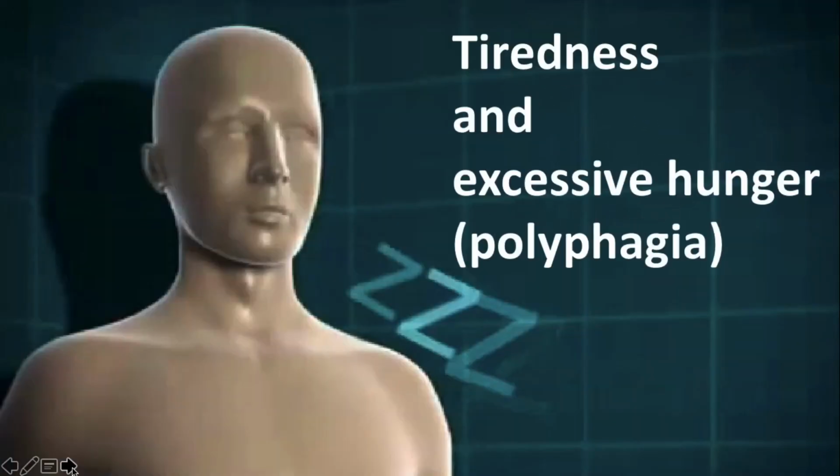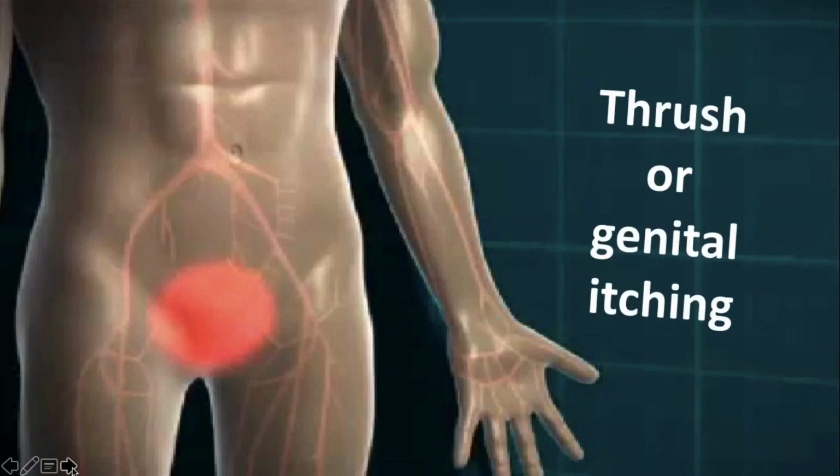Another one, the patient can feel tired and can feel excessively hungry, or what we call polyphagia. Remember, in diabetes, the blood glucose cannot be used up by the cells of the body. That's why the patient might feel tired, lethargic, or unable to do daily routines because of lack of energy. Another one, there is thrush or genital itching. Since the urine contains a lot of glucose, this creates an environment for a lot of bacteria to thrive in the genital region, producing these kinds of infection.